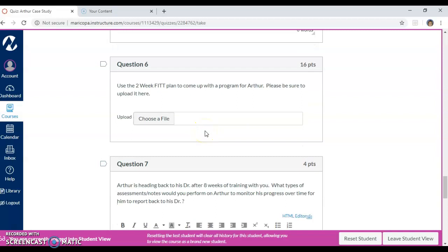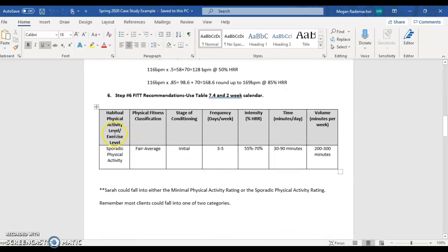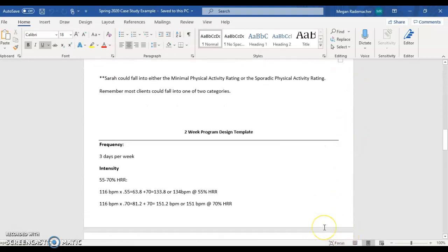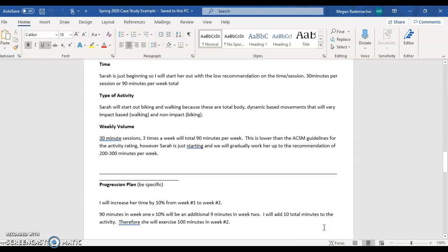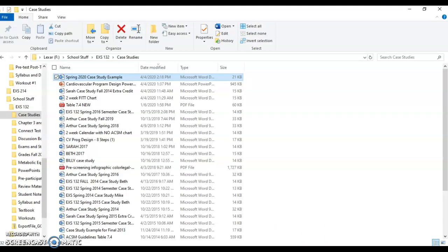Question number 6 was devising a 2-week fit plan for Arthur. I'm going to use an example here. I gave you the example from Sarah in your case studies module for you. So it should look similar to what I had listed here for Sarah as far as information included. But it's an example to go over with you guys on that one.